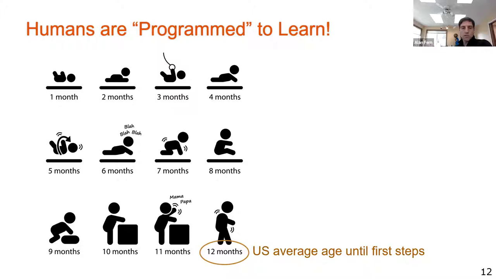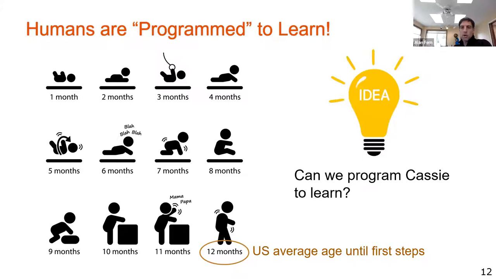But there are really interesting stages of development. You'll see the infants want to roll over and they practice that for a while, and then they practice rocking, and they learn all of these skills as their body is gaining strength and developing until they can walk. So humans are programmed to learn to walk. They're not programmed to walk. And so maybe we could consider doing something very similar. Can we program Cassie to learn to walk? And it turns out that we can do that. So that's what a lot of this talk is going to be about, most of this talk.